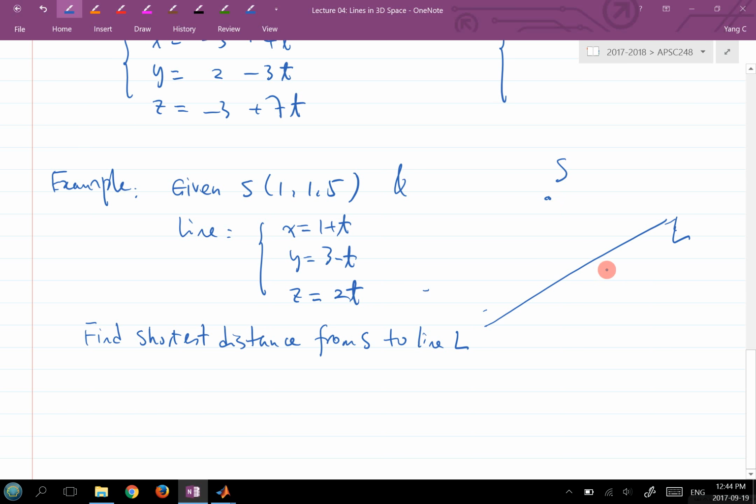But the first question you might ask is, is this point S on the line or not? If the point S is on the line, then the shortest distance is 0, right? So that's probably the first thing you can double check. Of course, you probably don't have to, because if the question asks you, then S is most probably not going to be on L. But it's still good to check. So how do you know whether a point is on the line or not? How would you check?